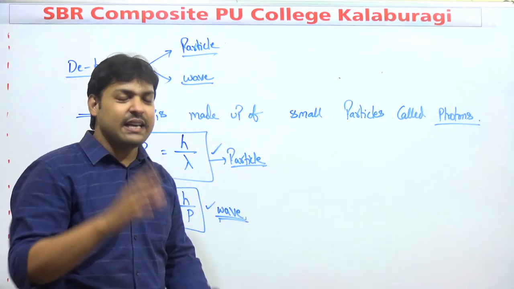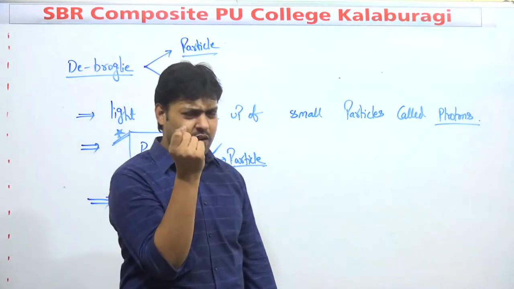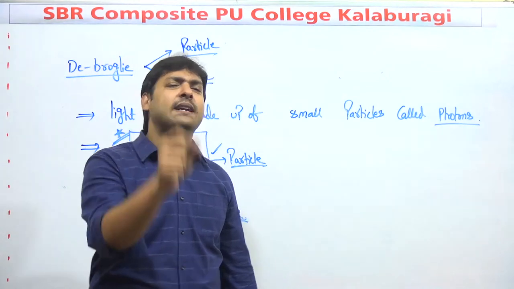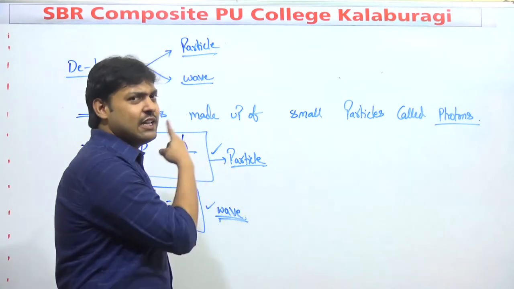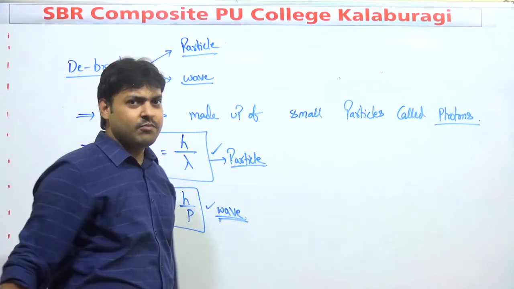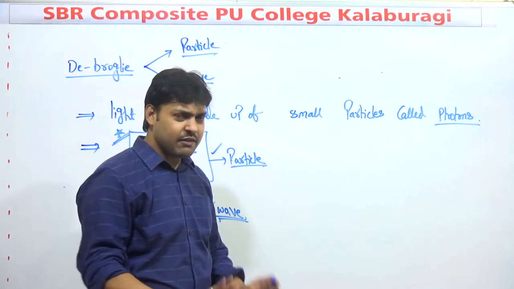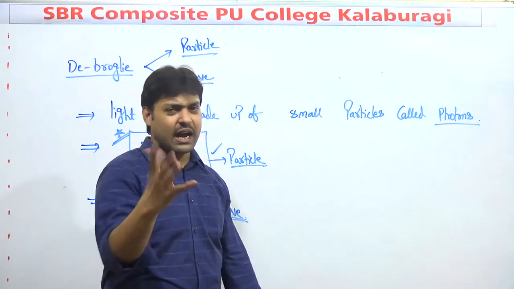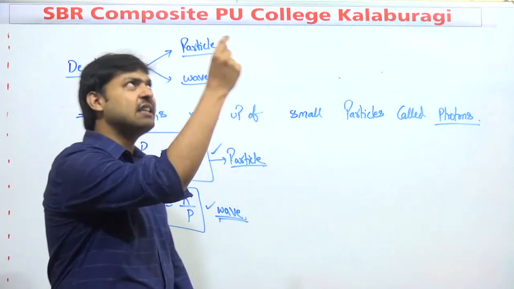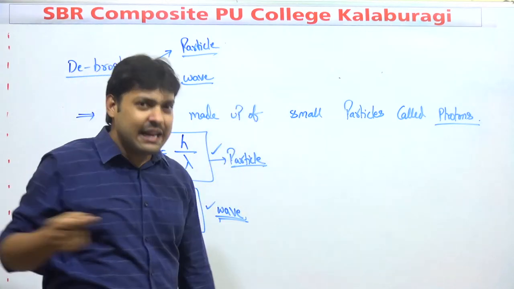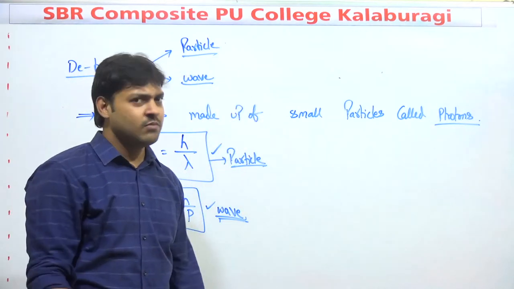If mass is comparable to the wavelength, very small, then those types of particles will exhibit the dual nature, not the color. Clear about that point? Not the color. Why? Because mass is too big. So we can't cancel those types of particles. Now if I cancel a photon, if I cancel an electron, mass will be too less.